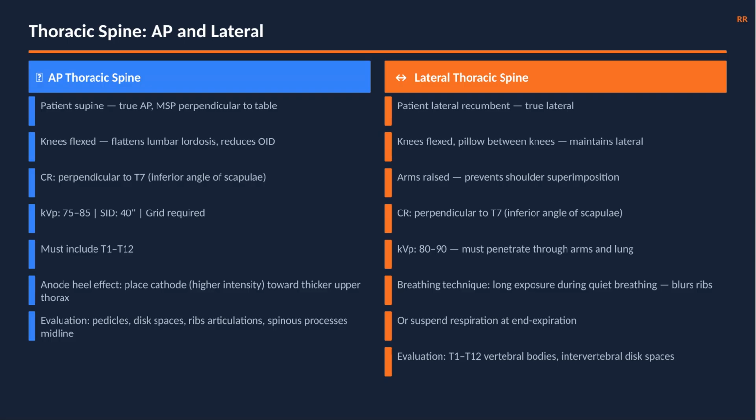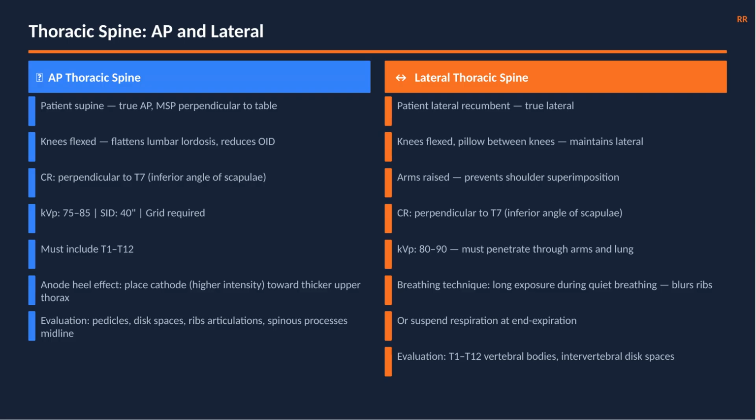The thoracic spine is not uniform in density. T1 through T4 at the top is thinner and less dense than T9 through T12 at the bottom. To achieve uniform exposure throughout, position the cathode, the higher intensity side, toward the shoulders, and the anode, the lower intensity side, toward the diaphragm. This compensates for the density gradient and produces a more evenly exposed image.